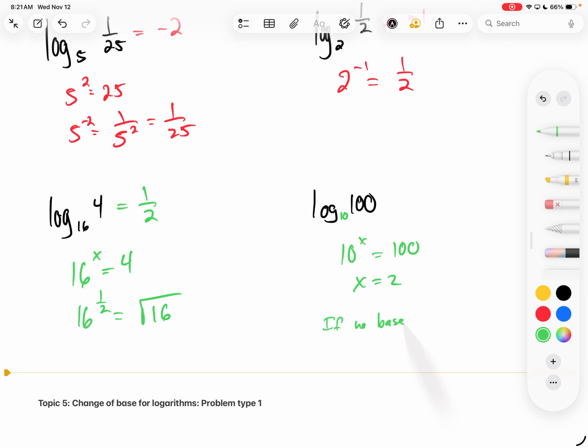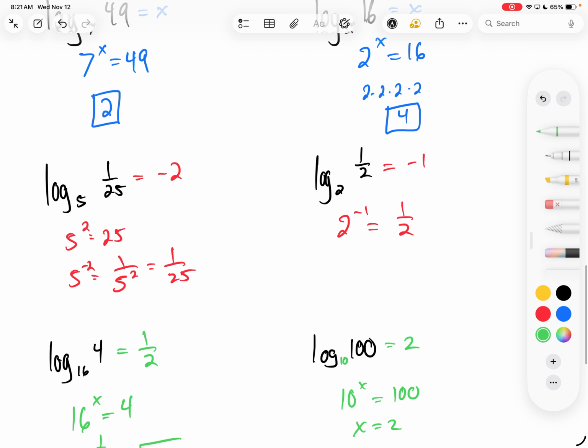If no base, then it's 10. So the answer to this is 2. 10 squared is 100.